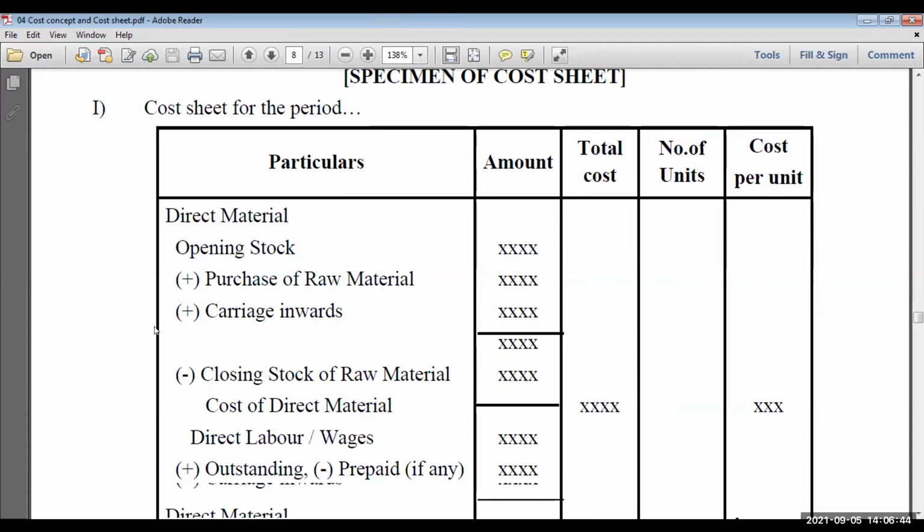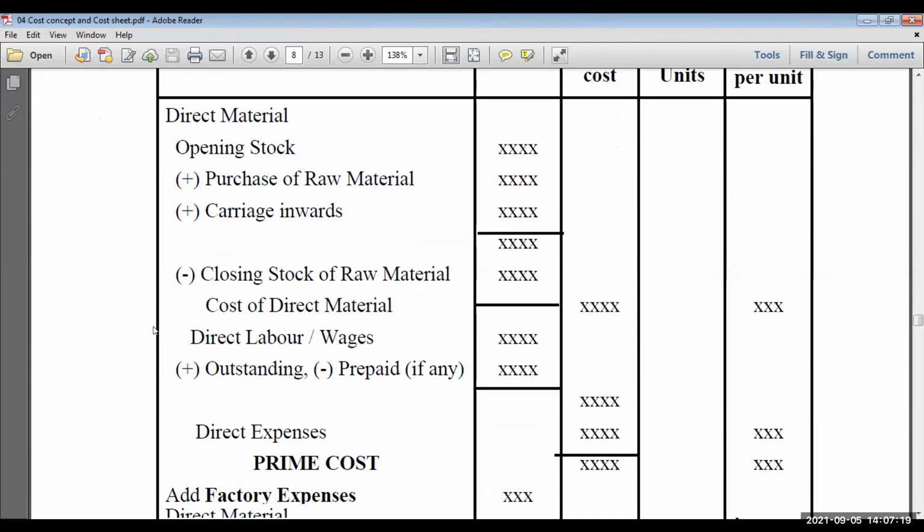If you want to start a production process, last year some materials might have been left out. That is the opening stock of this year. So opening stock of material plus purchase of raw material plus any expenses you spend to bring your materials from one place to your premises. That is called carriage inward, transport cost on material. Some companies will supply the material to your doorstep. Some companies will ask you to take it and go. So carriage inwards, minus closing stock of raw material.